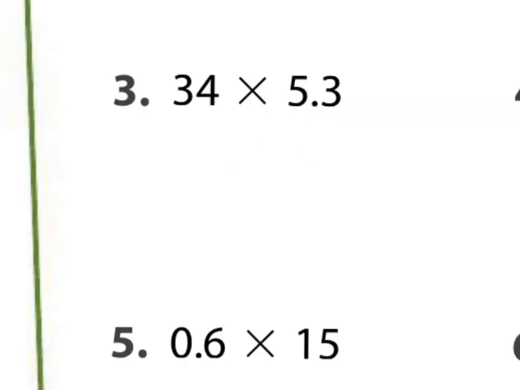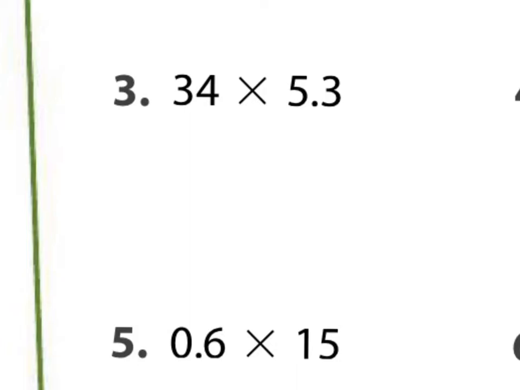Okay, number 3, 34 times 5 and 3/10, or 34 groups of 5 and 3/10. So if you're doing some mental math or some estimating, you know that 5 and 3/10 is closer to 5 than it is to 6. It's kind of like $5.30. So if you're going to estimate this product, I would estimate this to be about 30, this to be about 5, and 30 times 5 is 150. And so your product should be around 150.